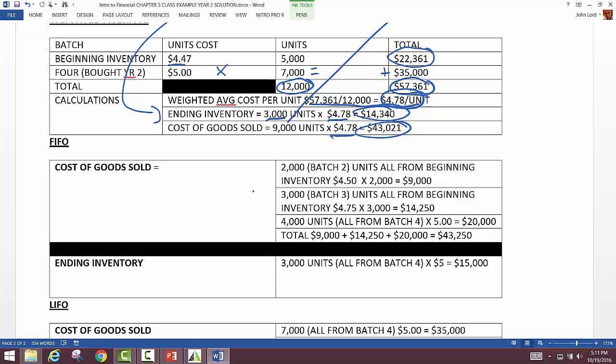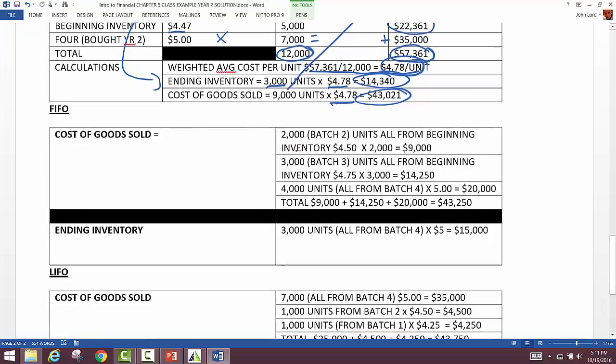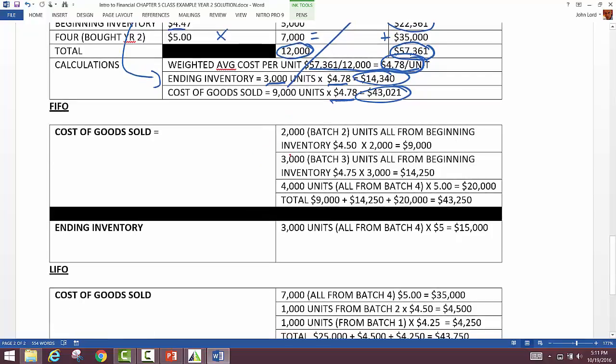We go ahead and we say, okay, 2,000, all of the units from batch 2, we're going to sell those first at what? 4.50. That gives us, for our cost of goods sold, 9,000. Then what? Then we go ahead and we sell an additional 3,000 from batch 3. We sell those at what?